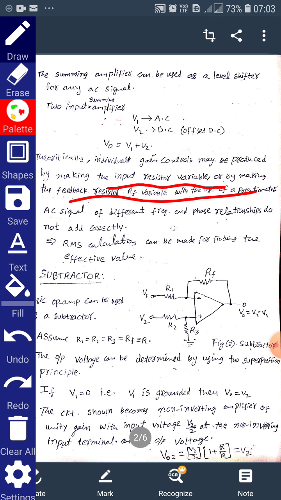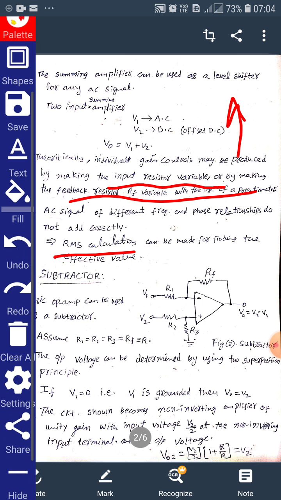Whatever we have seen earlier in this lecture is related to DC signals, which we can add, but when we consider all the signals are AC, it is not exactly possible to have this type of addition. In that case, RMS values will be considered and those will be added. RMS, root mean square values of the AC signals will be considered in addition. So that is about the adder using op amp.